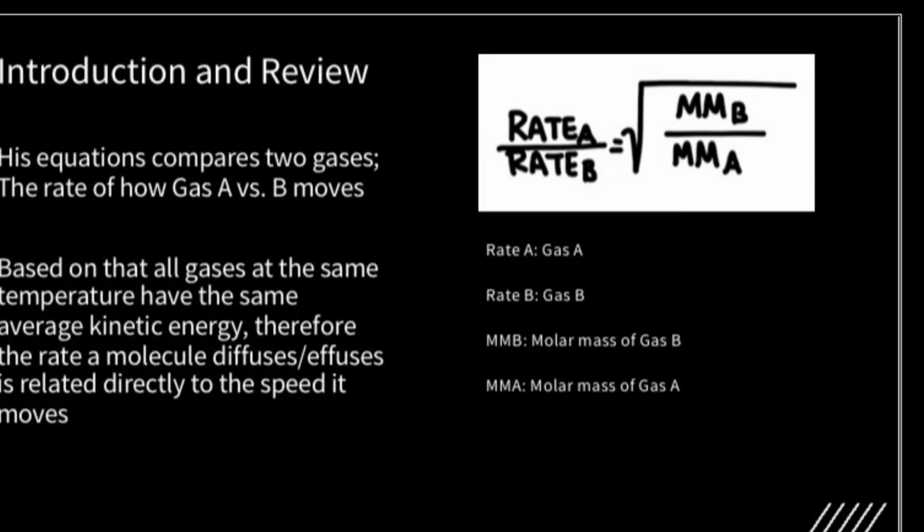For the introduction, we will look at how his equations compare two gases, the rate of how gas A versus how gas B moves. It's based on that all gases at the same temperature have the same average kinetic energy. Therefore, the rate a molecule diffuses or effuses is related directly to the speed it moves. The equation is rate A over rate B equals the square root of the molar mass of gas B over the molar mass of gas A.